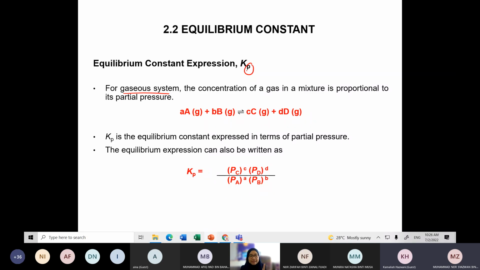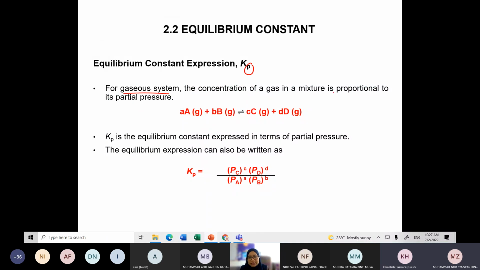If there is only one gas, say the rest are solid and aqueous, and we have one product that is in the gas phase, yes, we can still measure Kp. But if any of the reactants or products are not in the gas phase, that means we cannot calculate Kp. Alright, so imagine that we have a gaseous system.